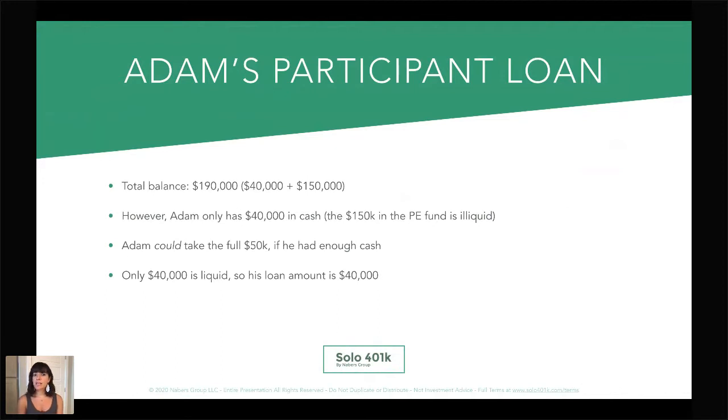So you would think, 50% of that is going to be, I'm not going to do math, but he could take the $50,000 if he had the $50,000 in cash. But because he only has the $40,000 in cash, he can only take the 40. So you need to have the actual cash to take the funds. His amount justifies him taking the 50, but because he only has $40,000 in cash, he can only take that loan for the $40,000.